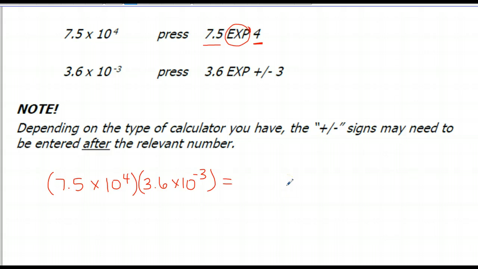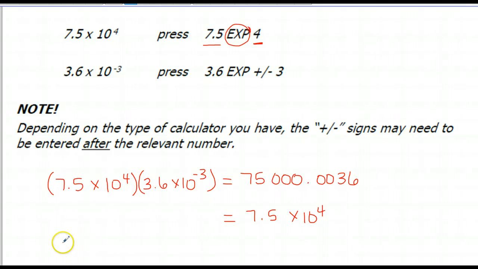Your calculator may do one of two things. It might give your answer in standard form, in which case your answer should be 75,000.0036. Your calculator may also give it to you in scientific notation, and in this case, your answer may be 7.5 times 10 to the 4. But what I want you to do right now is practice using your exponent key and make sure that your calculator is giving you one of these answers. Because if it's not, you have to play around with the order you're putting it in your calculator, and I want to make sure you get comfortable with how your calculator works.